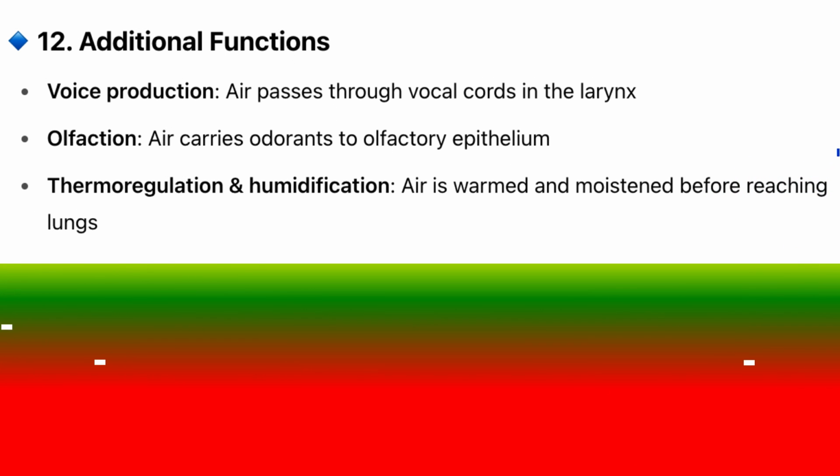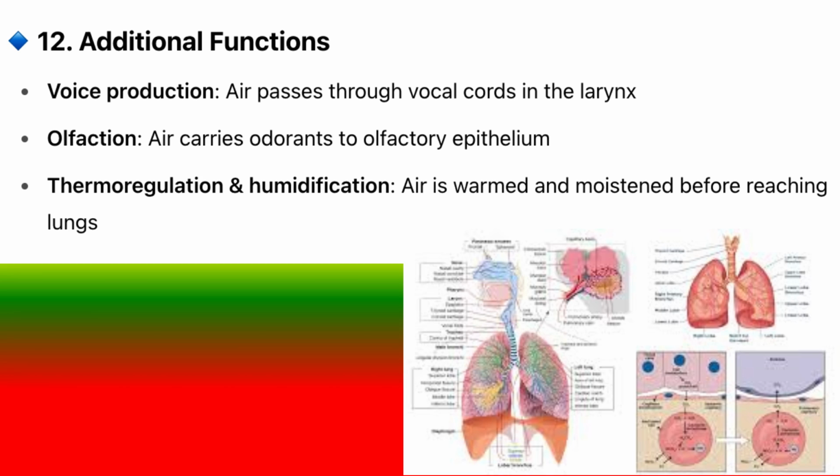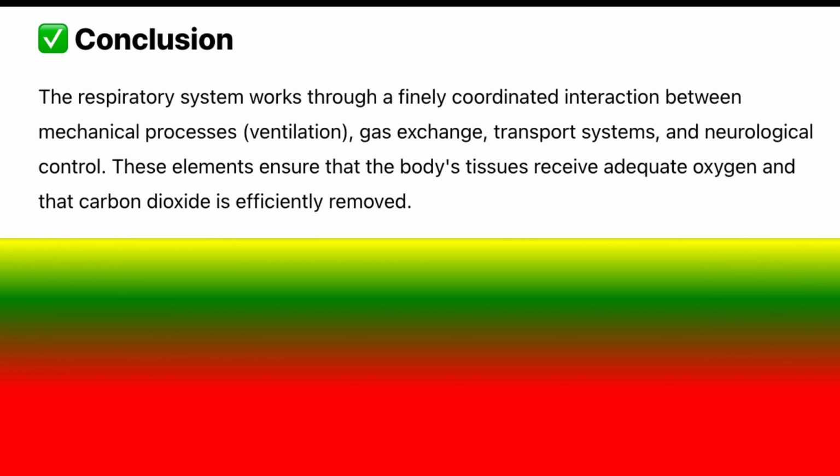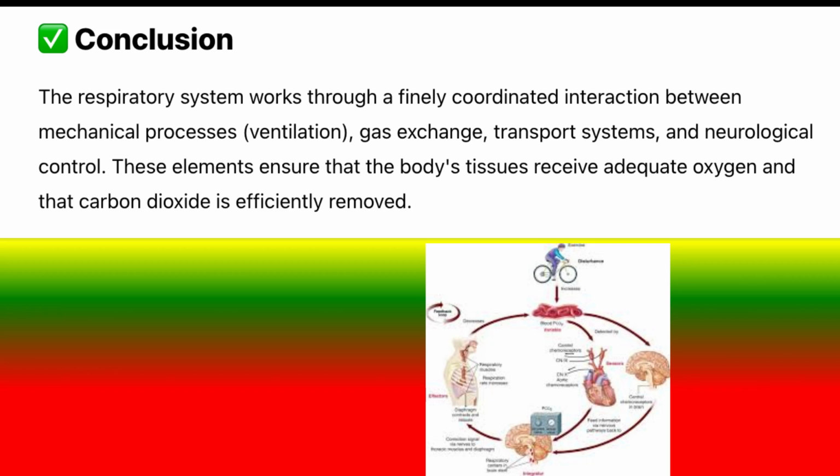12. Additional functions. Voice production: air passes through vocal cords in the larynx. Olfaction: air carries odorants to olfactory epithelium. Thermoregulation and humidification: air is warmed and moistened before reaching lungs. Conclusion. The respiratory system works through a finely coordinated interaction between mechanical processes, ventilation, gas exchange, transport systems, and neurological control. These elements ensure that the body's tissues receive adequate oxygen and that carbon dioxide is efficiently removed.